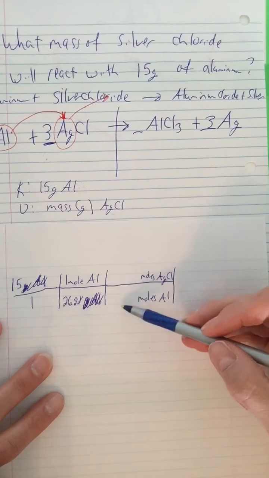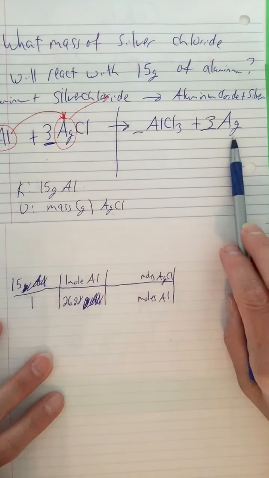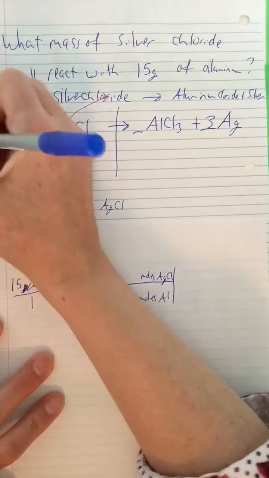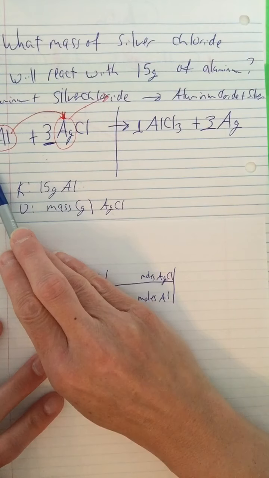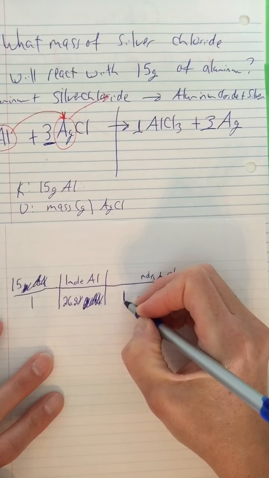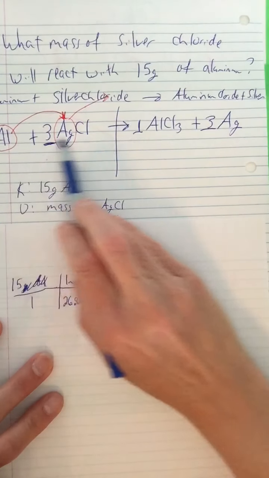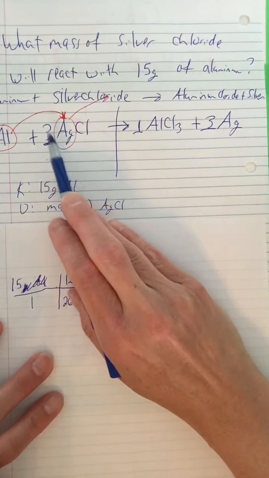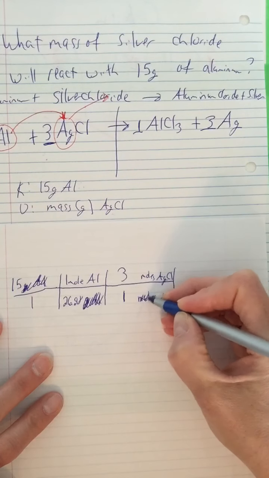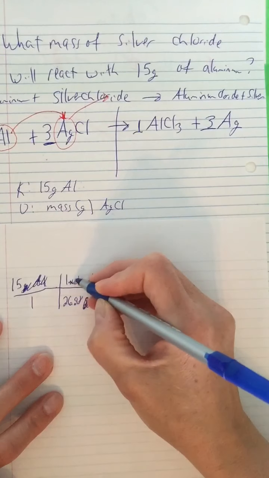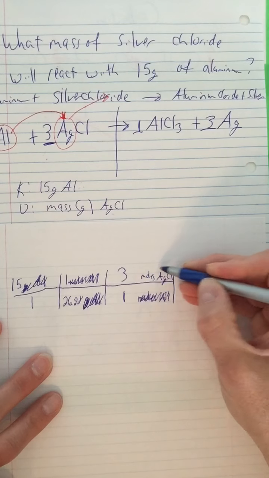So how do I know what to put here? I get to use my balanced equation. How many moles of aluminum are in this balanced equation? Well, you guys know if it's a blank, you should know it's a 1. Here we are right here, 1 mole of aluminum. So I get to put 1 on the bottom. Is equal to how many moles of silver chloride? Well, I get to look at this balanced equation. Boom, there it is. 3. Awesome. So now moles of aluminum get to go away, and I'm left with moles of silver chloride.